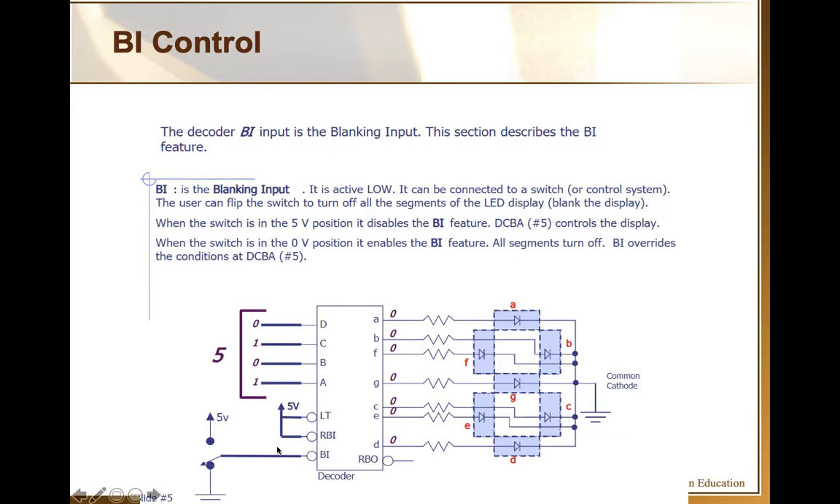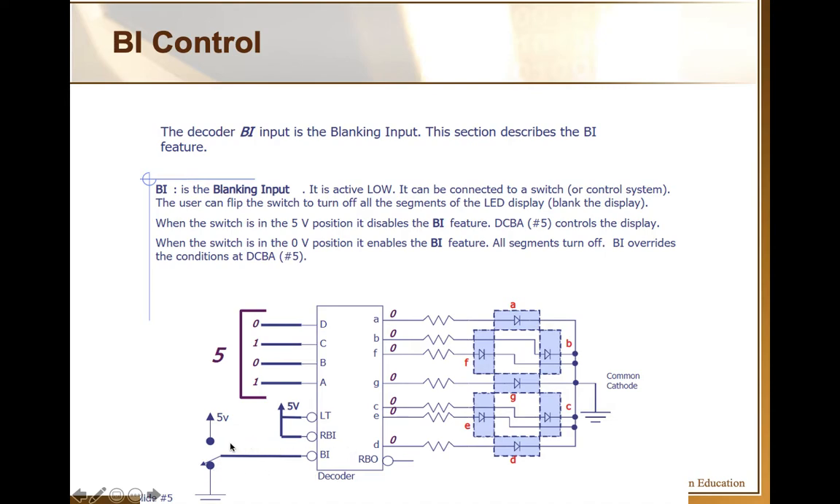So if it is connected with the ground, then it enables the blanking input feature. And what it does is that again it overrides the input, however, it turns off all the segments. The name, I think, indicates blanking input. It blanks out the input. It doesn't display anything if it is connected with 0.